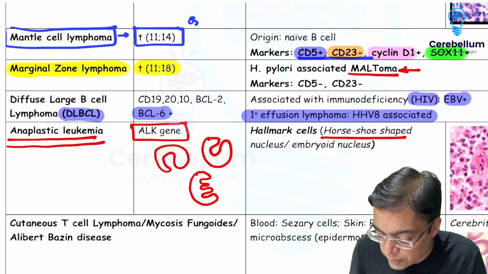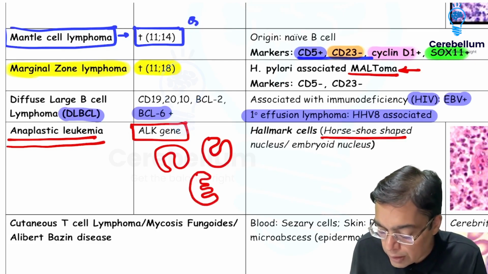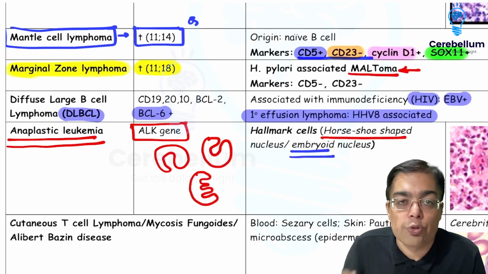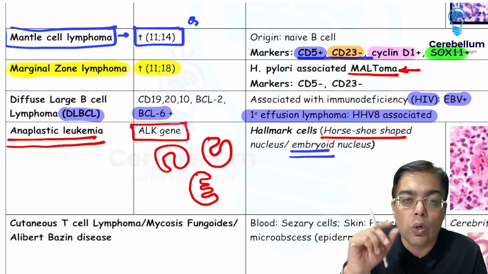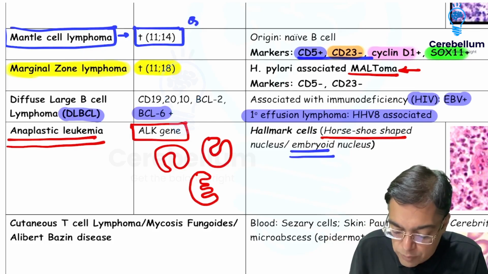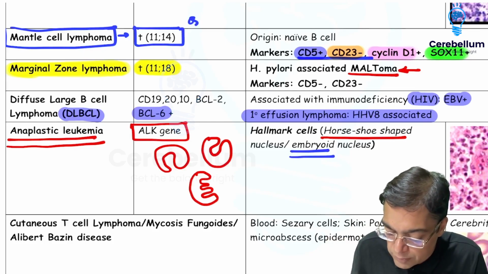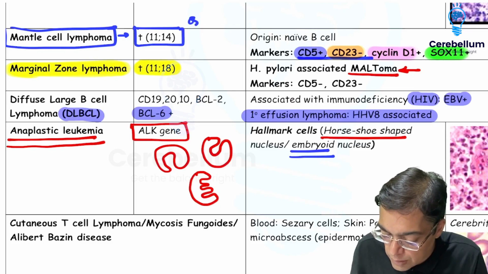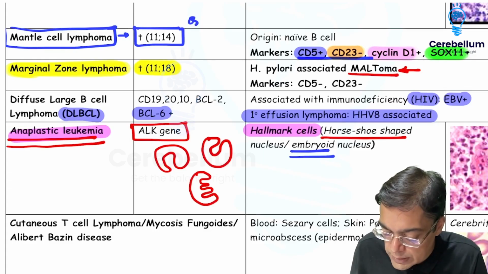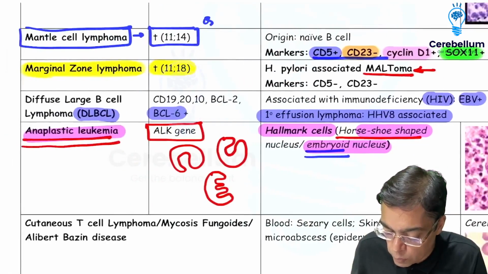So it is going to be helping you remember about the anatomy days. You will be able to recall an example of an embryo-like structure. So embryoid nucleus, horseshoe shaped nucleus, that is a typical feature. That's a characteristic feature of the tumor cells. And these tumor cells are going to be given the name of hallmark cells. So anaplastic lymphoma leukemia associated with hallmark cells, embryoid nucleus or horseshoe shaped nucleus. That is what we need to remember over here.